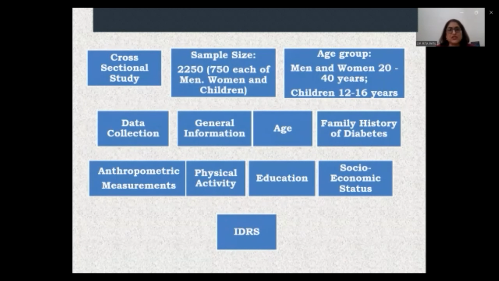So it was a cross-sectional study, and we had 750 each of men, women, and children, a total of 2,250 samples. The age group for men and women was 20 to 40 years, and for children was 12 to 16 years. The data collected included general information, age, and family history. We did anthropometric measurements, physical activity, education, and socioeconomic status. With all this, we derived the IDRS, the Diabetes Risk Score.